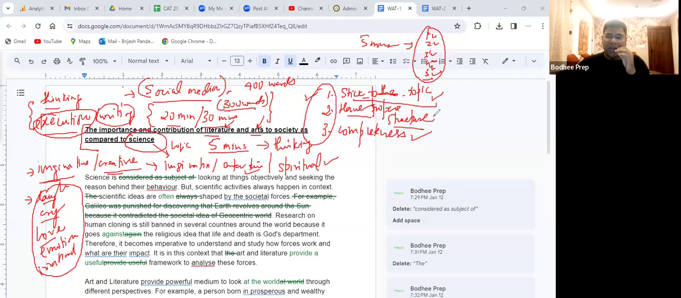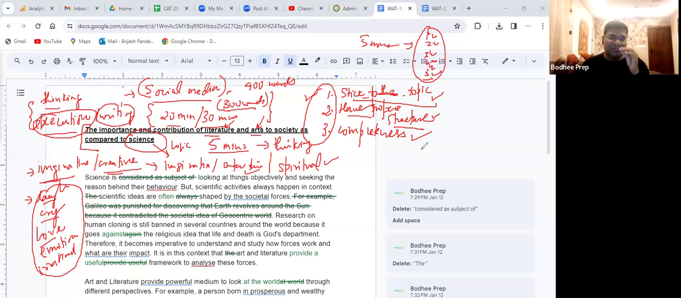So these three are the hallmarks of a good essay: that you have stuck to the topic, that you have a proper structure. What do I mean by proper structure? There is an introduction, there is some sort of main discussion. If your essay does not talk about the contribution of literature and art as compared to science, you have actually not written the essay at all. You have just discussed what is literature, what is art, what is science, this and that. But the contribution aspect has not at all been discussed in the passage.